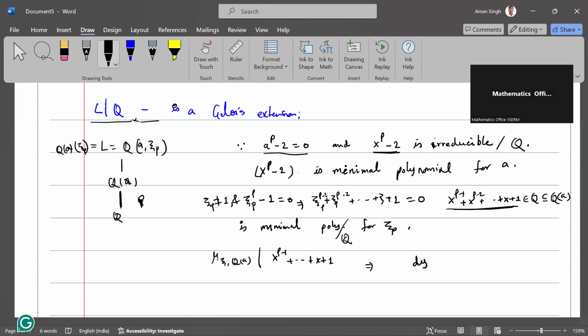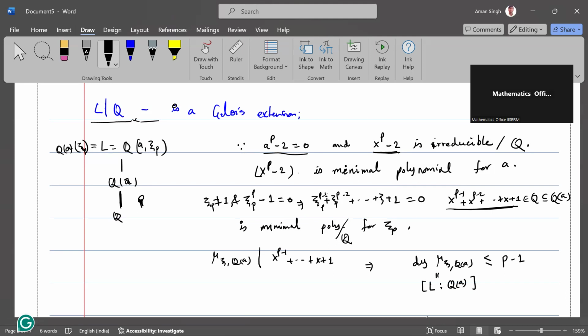This implies that the degree of the minimal polynomial of zeta over Q(a) is less than or equal to p minus 1, because this degree is equal to the degree of the extension, in this case L over Q(a).